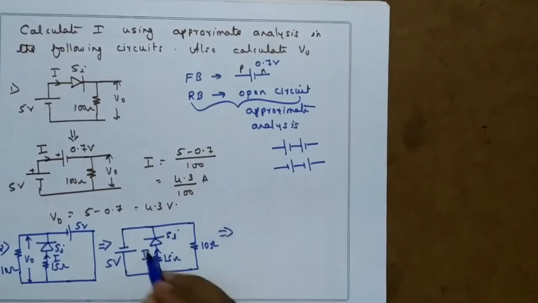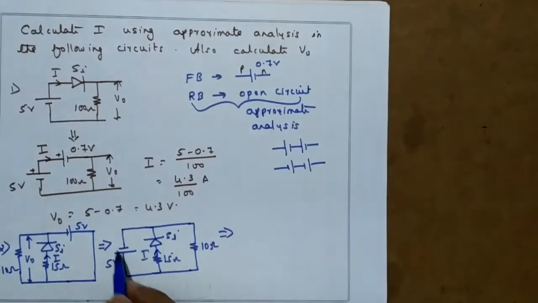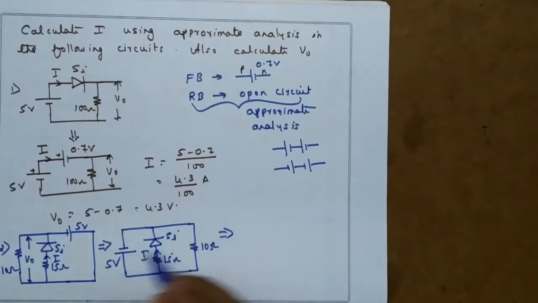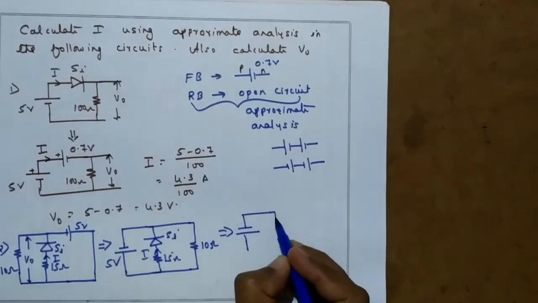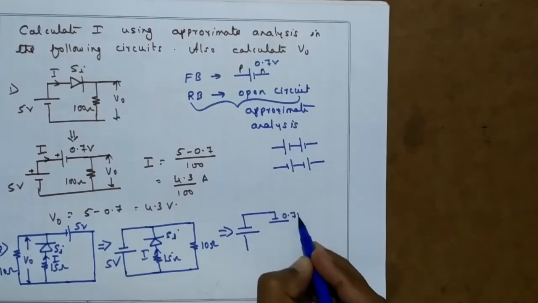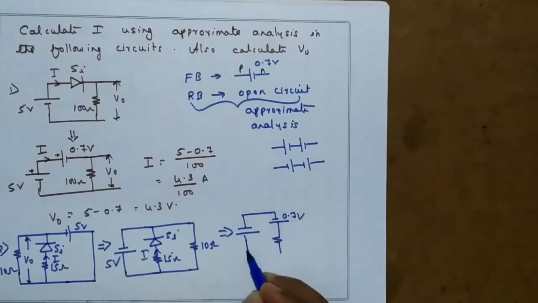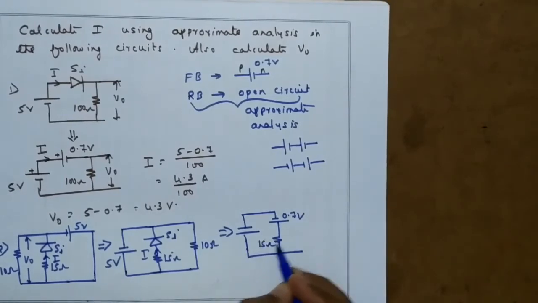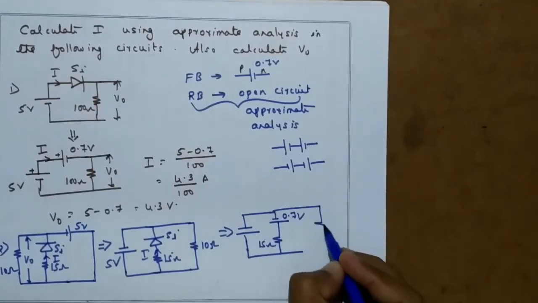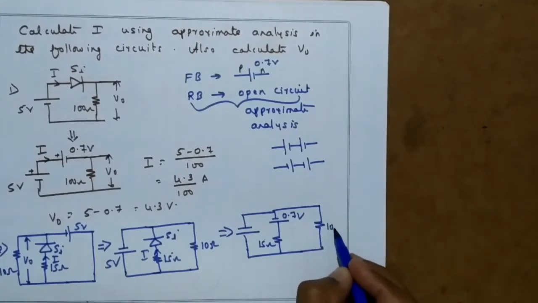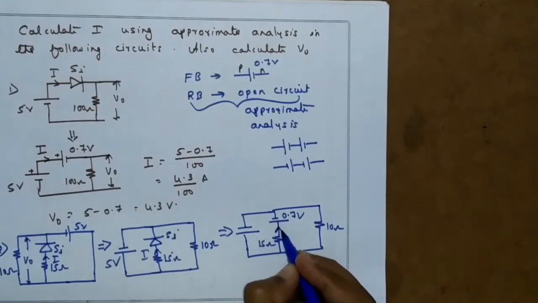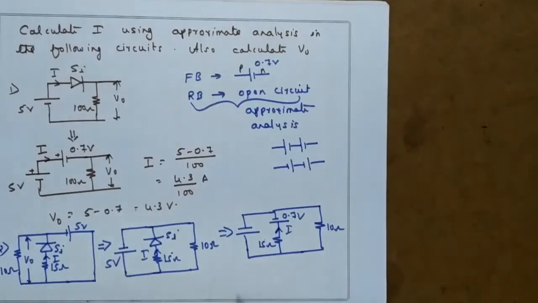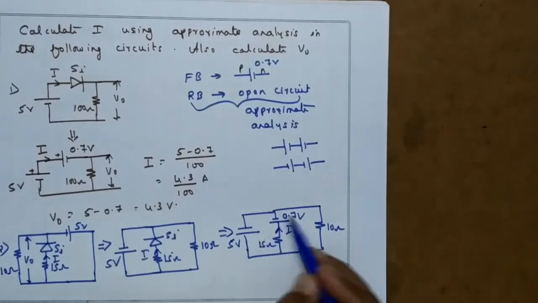Now you replace the diode by its equivalent. Since this is forward bias, replace it by 0.7 volt, and this is 15 ohm, and here it is 10 ohm. Now this current is asked I. What is the current? This is 5 volt. Now these two are in parallel.